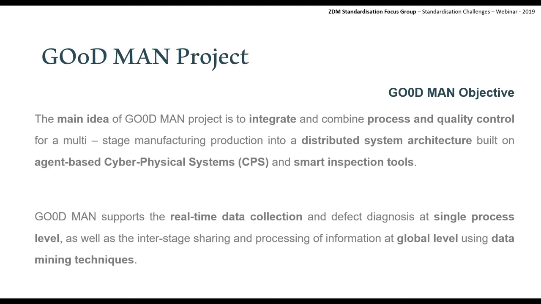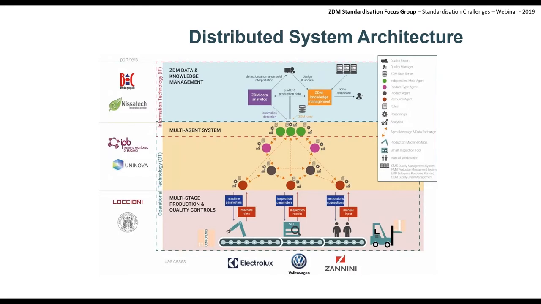so at the level of the extension of the single quality control systems, and also at the higher level, the global level. So that means that we are sharing and processing information coming from the complete process at a higher level in order to detect the process deviation using data mining techniques. So the main results and the main contribution of our project is this system architecture that we developed and is rather general that can be utilized in different multi-stage manufacturing production lines.